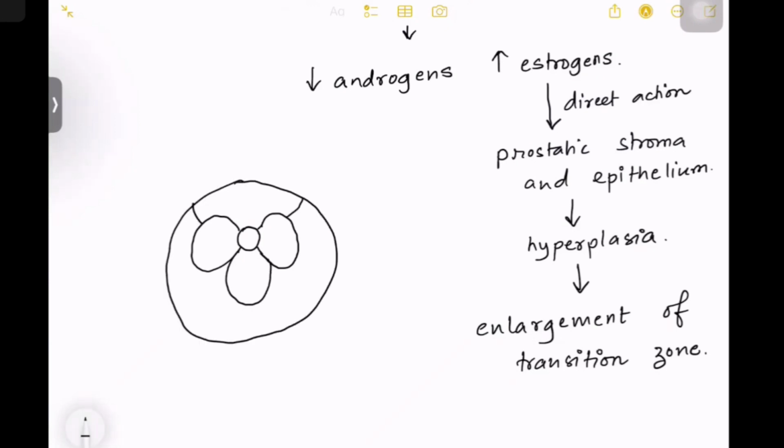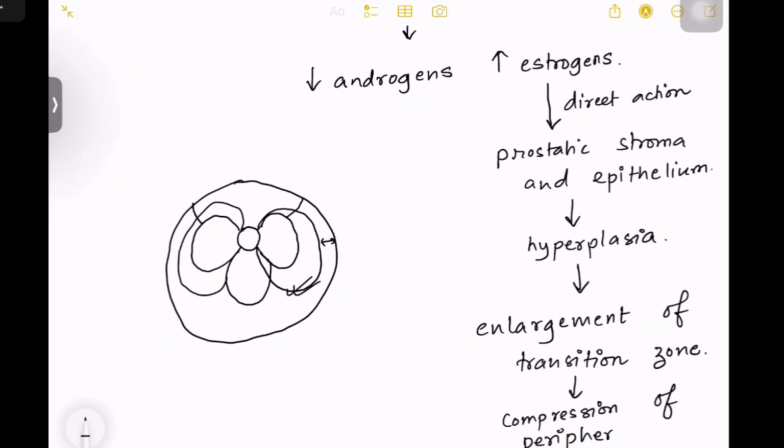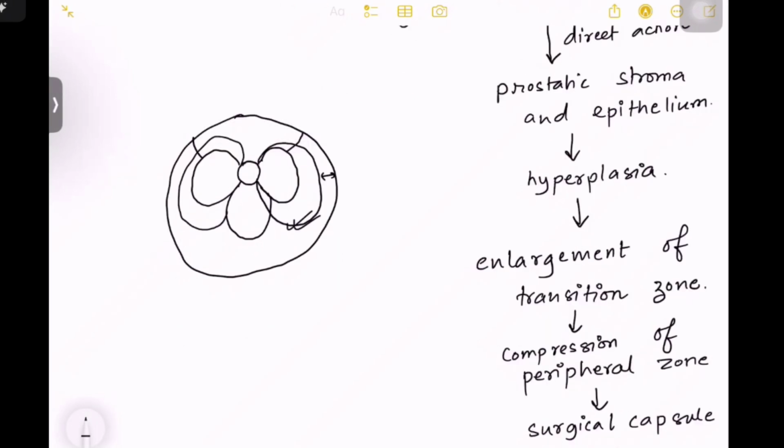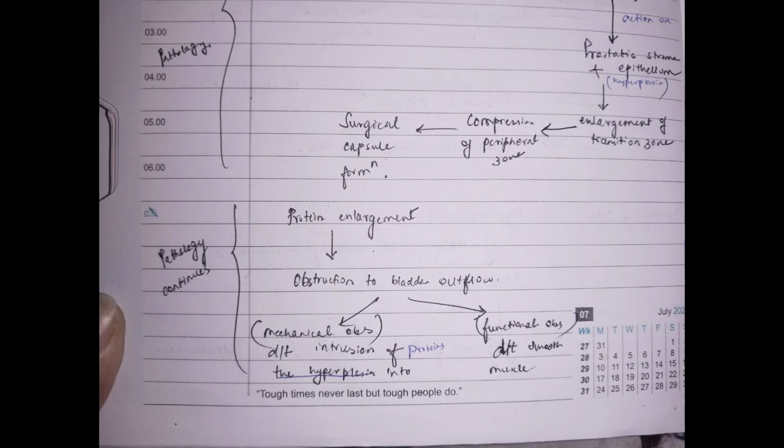So here in this diagram you can see that there is the enlargement of the transition zone. So ultimately the peripheral zone is getting compressed. So ultimately a surgical capsule is getting formed. Now as I told you that there is hyperplasia because the prostate's stroma and the prostate's epithelium are both enlarging. So there is hyperplasia. What will happen as a result of this? There will be prostate enlargement. If the prostate has enlarged a lot, what will it do?